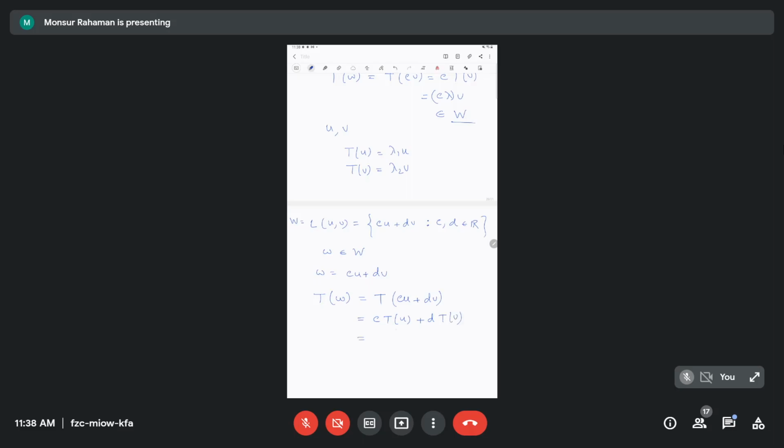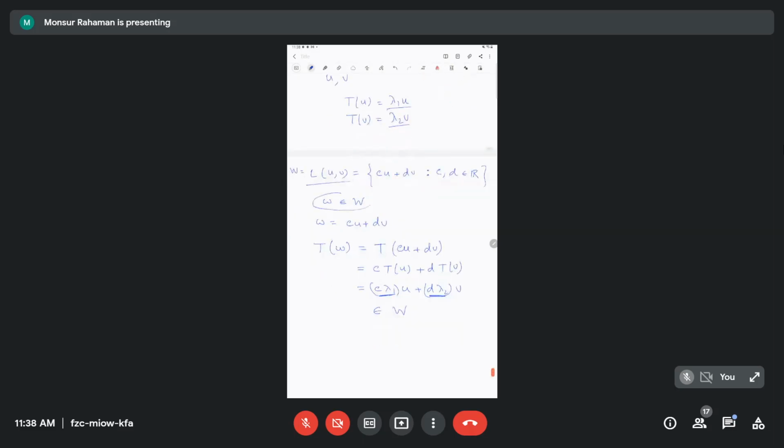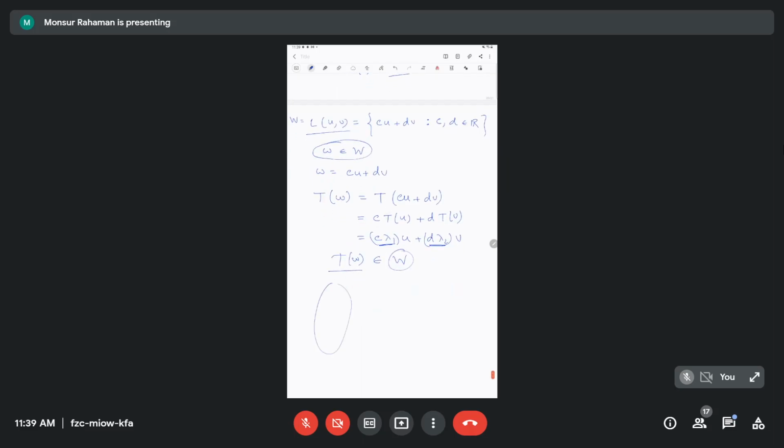Okay. Because u and v are eigenvectors, you can write this as c lambda 1 u plus d lambda 2 v. These are also constants or scalars. So this is an element of W. So you are choosing any arbitrary vector from W, and you can prove that this Tw is also in W.